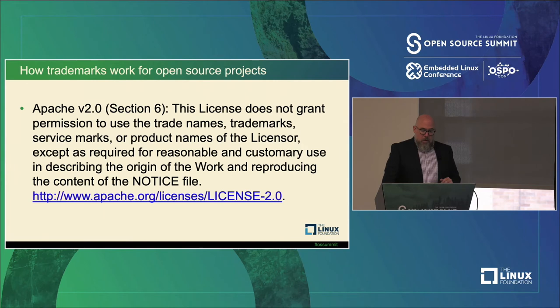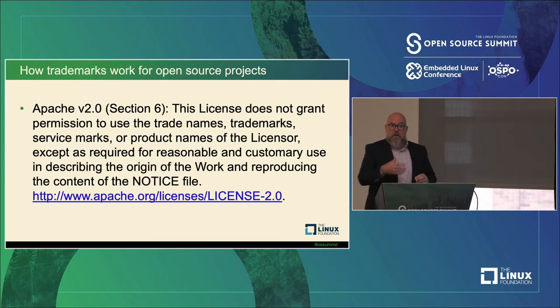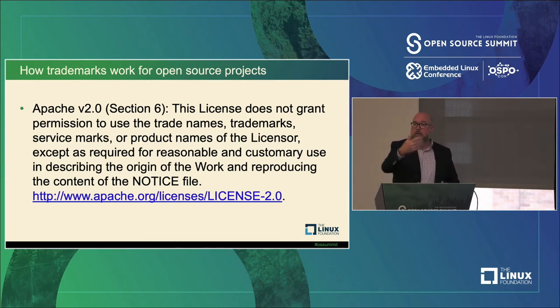So, open source licenses typically are pretty clear on this, right? So you can go to a project if they license their code under Apache. The Apache license says right in the license, this license does not grant permission to use the trade names, trademarks, service marks, or product names of the licensor. So it grants you a license to use the code, modify it, distribute it, copy it, but you can't use the project name. That's outside the scope of the license, and the Apache license is very clear about that.